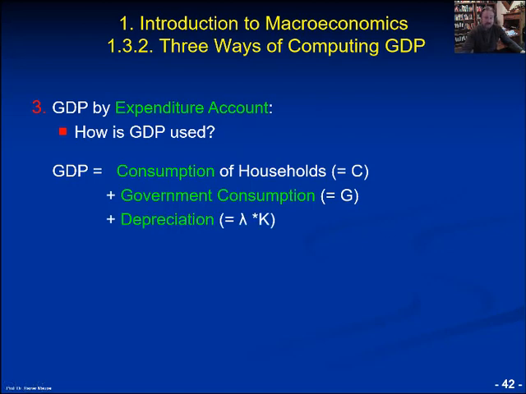Then we have again depreciation, because this is used by private companies for reinvestment purposes, so it must appear here as a component of the expenditure account. The shortcut for depreciation is capital letter K for the capital stock times lambda. Lambda represents the depreciation ratio, so the percentage share of the capital stock that is eroded every year in the process of production. For Germany, lambda has a value of roughly a little bit more than 2%.